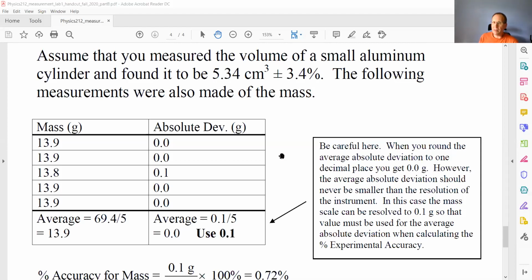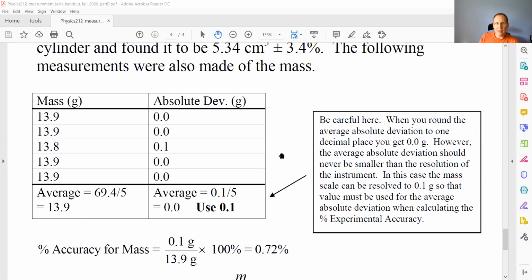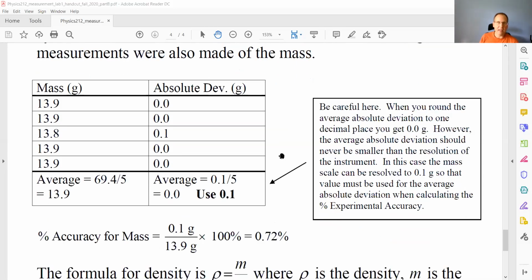Now, how do I compute the density of something? Well, the density is going to be the mass divided by the volume, correct? So I need to mass the cylinder. So I did that on an electronic scale, and I'll give you guys that data. Let's say in this case, my mass was 13.9, 13.9, 13.8, 13.9, 13.9.